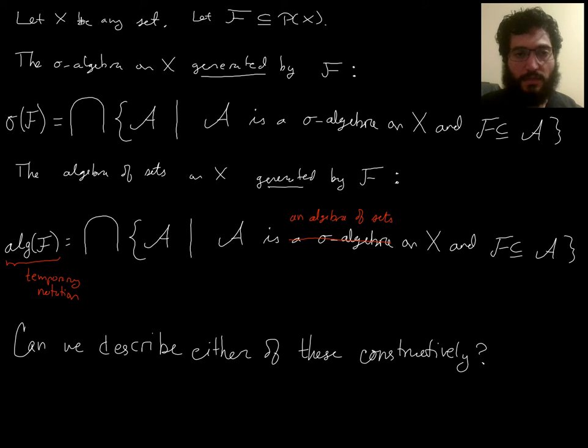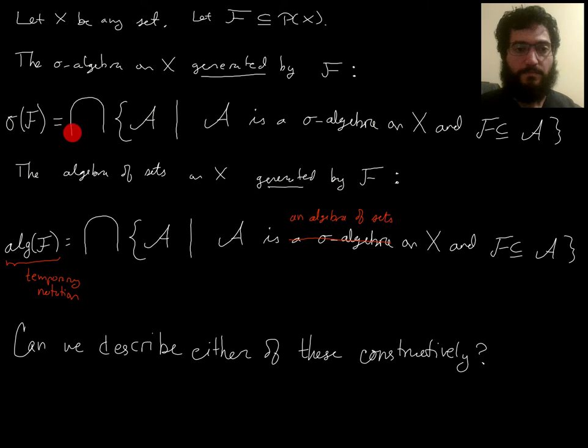We also defined the notion of a sigma algebra generated by a set. So let X be any old set, and let F be any collection of subsets of X, so a subset of the power set of X. Then F might not be a sigma algebra, it might not be an algebra of sets on X, but we can talk about the sigma algebra on X that it generates. And that would be something which we have this notation for, sigma of F. That's the sigma algebra generated by F.